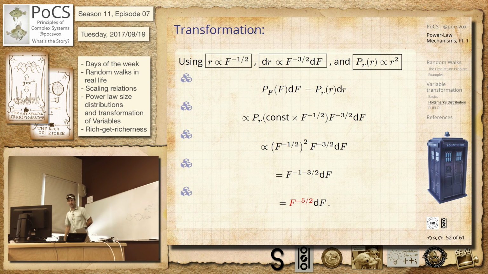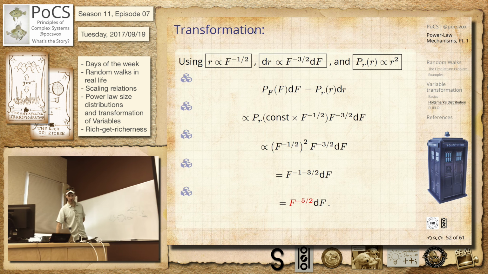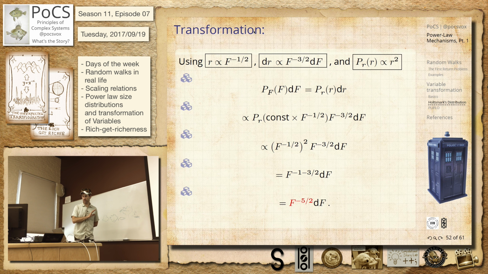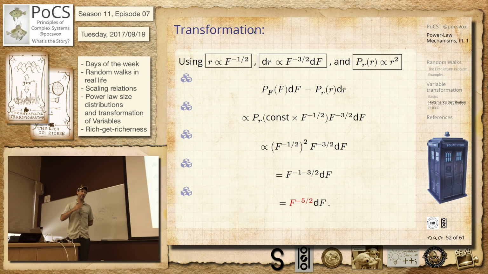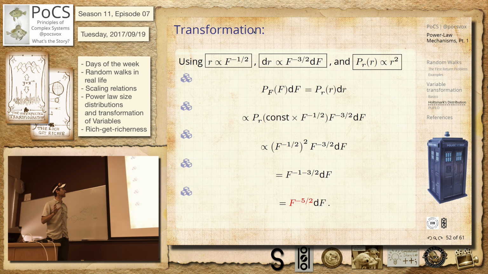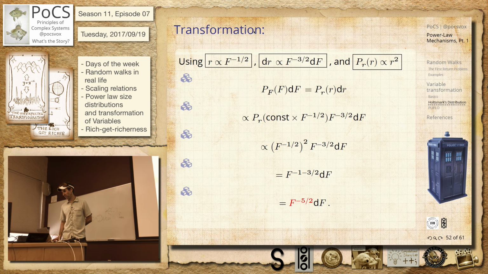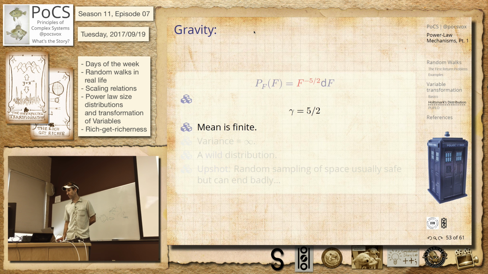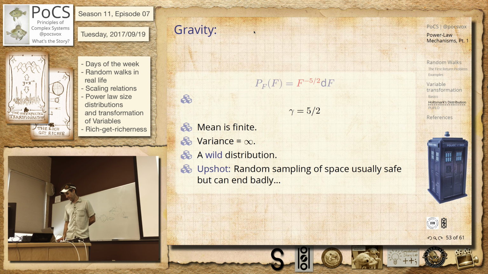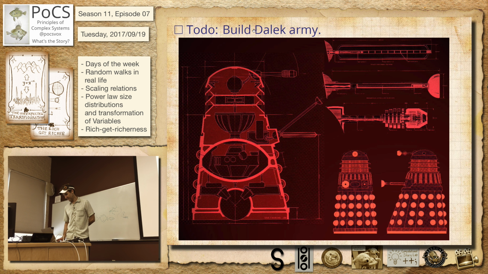So that's just a little fun excursion. But it's this sort of thing, and we'll see it for forest fires and other kinds of real systems that we very much worry about how they might break, that this variable transformation does exactly the same thing over and over and over. Okay. So as I said, mean is finite, variance is infinite. It's 5 halves, between 2 and 3. It's a wild distribution. So randomly sampling spaces, okay, but you could be really unlucky.